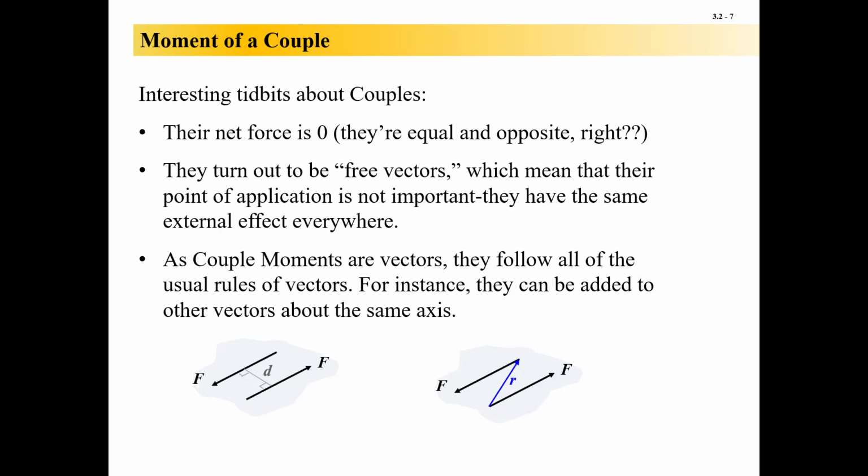So the net external effect of a couple is that the net force equals 0 and the magnitude of the net moment equals F times D. Since the moment of a couple depends only on the distance between the forces, the moment of a couple is a free vector. It can be moved anywhere in the body and have the same external effect on the body. Couple moments are vectors. Moments in general are vectors. They can be added together using the same rules as adding any vectors.